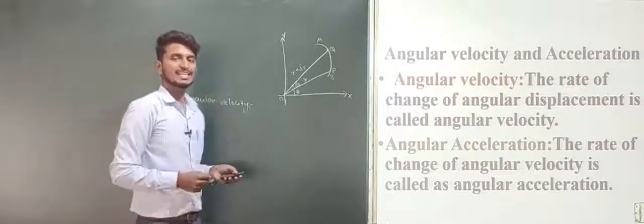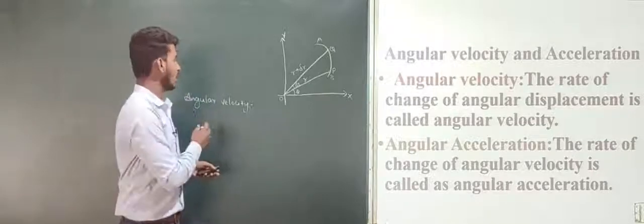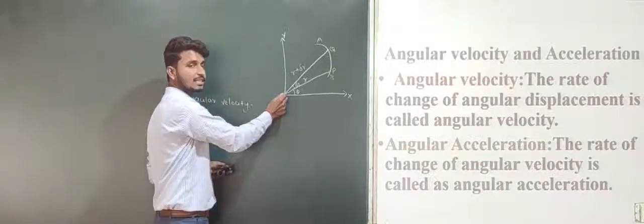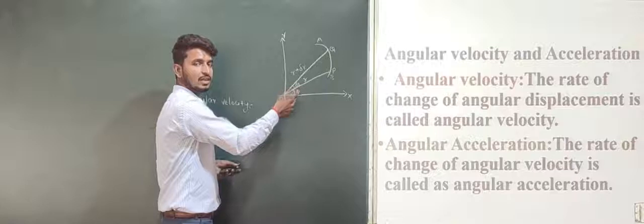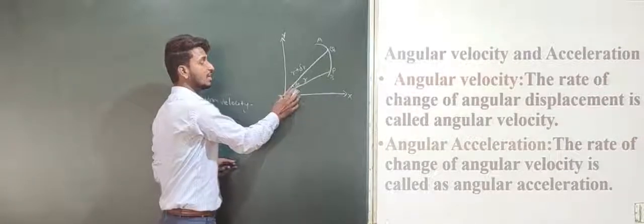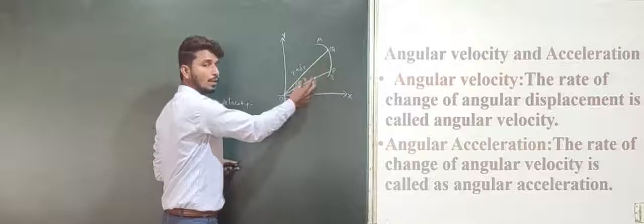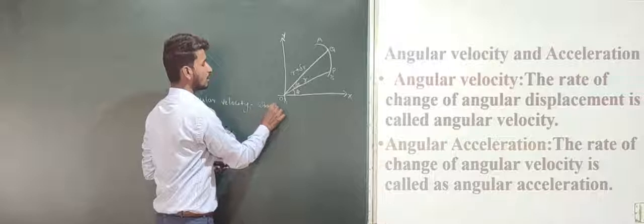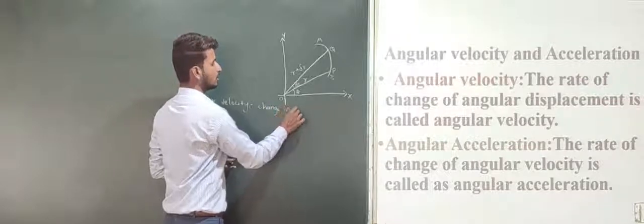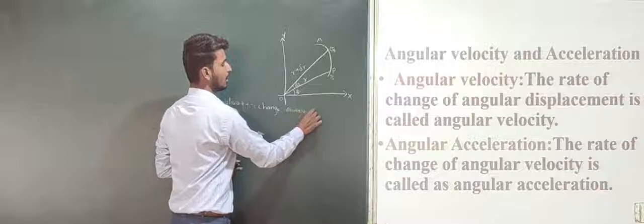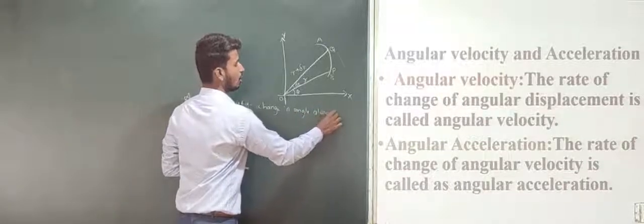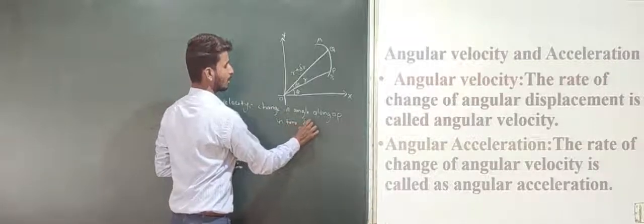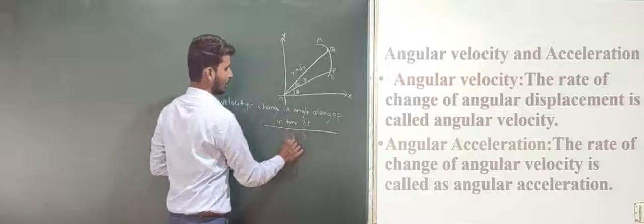According to the formula for velocity, that is displacement divided by time, here we can simply say angular velocity is the change in angle along OP with the small change in time, that is the rate of change in angle along OP in time delta t, divided by delta t.